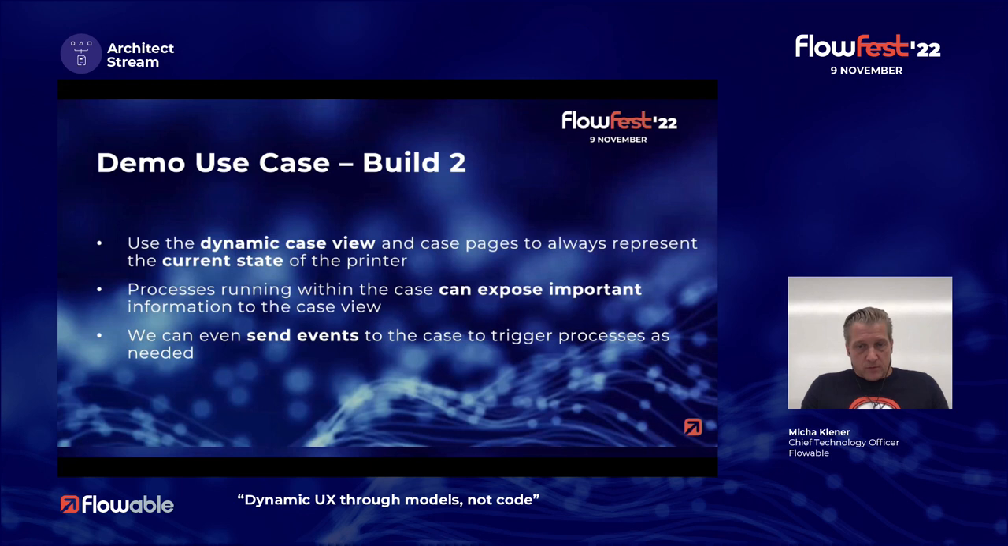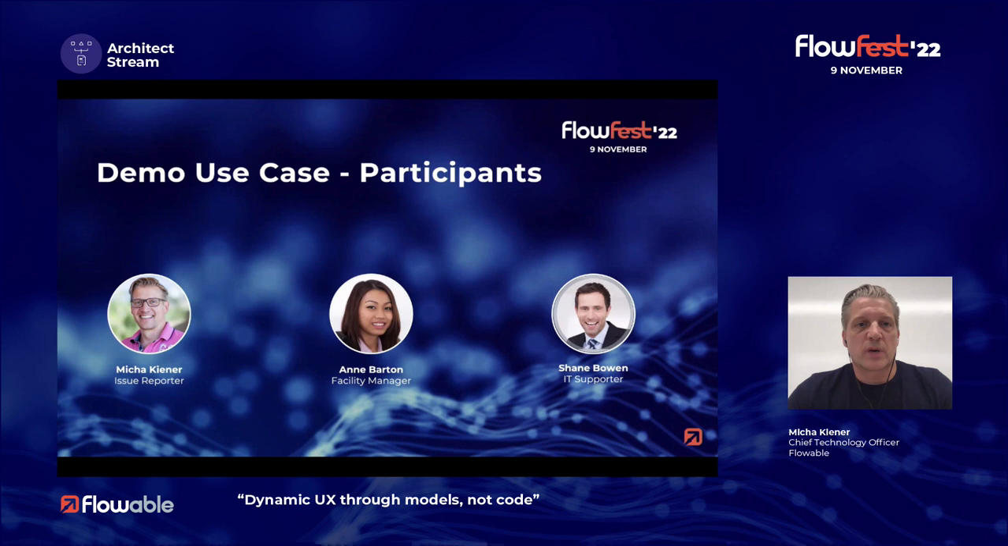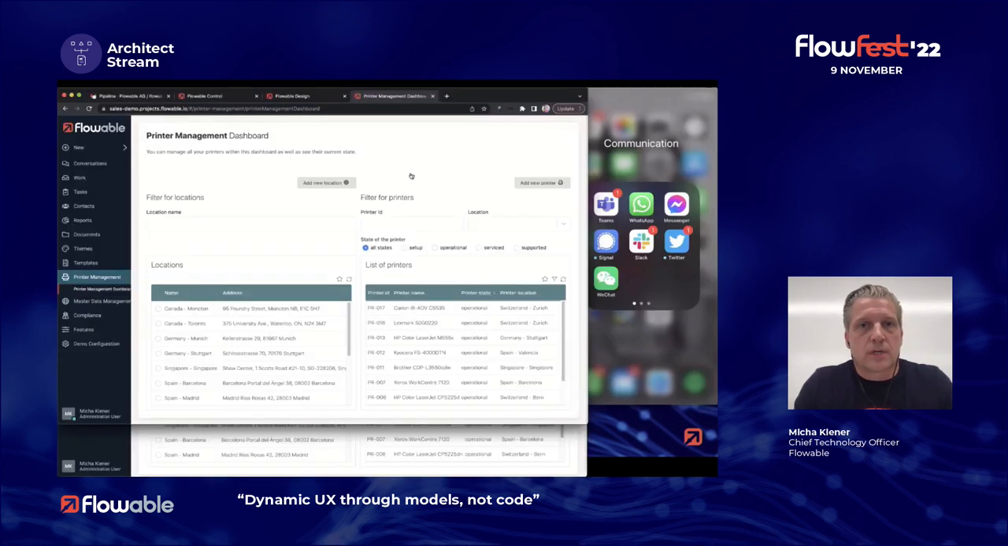Before we get started into the live demo, here's the three participants I use throughout the demo case. So I play myself as the one trying to use a printer, being in the office. And of course it doesn't work. So I need to report an issue. Two people at my particular location: Ann Barton, facility manager, handles stuff like paper jams, no more paper, whatever, and it is routed to her directly. And I have Shane Bowen, he's the IT support, for more complex stuff. The issue will be routed to him to be fixed. So those are the three people that I'm going to use throughout the demo.